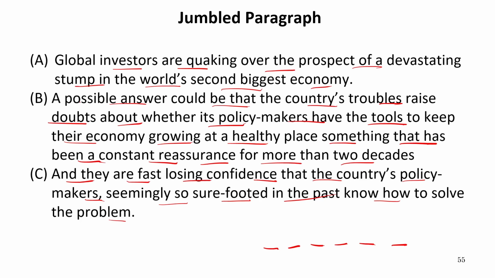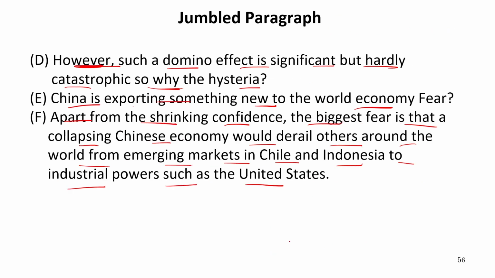So among these sentences, we can say that E is the sentence which looks like it can begin the paragraph. Now we can have two combinations over here. One is beginning with E and one is beginning with A. So let's begin first with E. It is written, China is exporting something new to the world economy: fear.